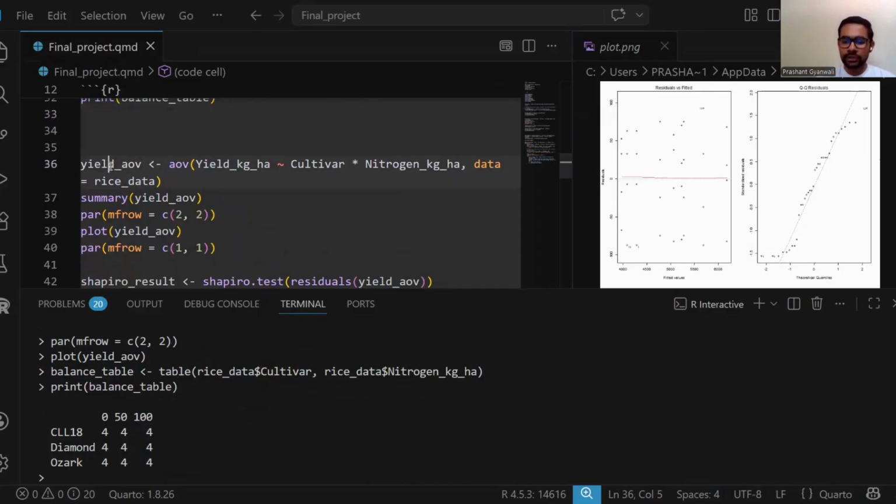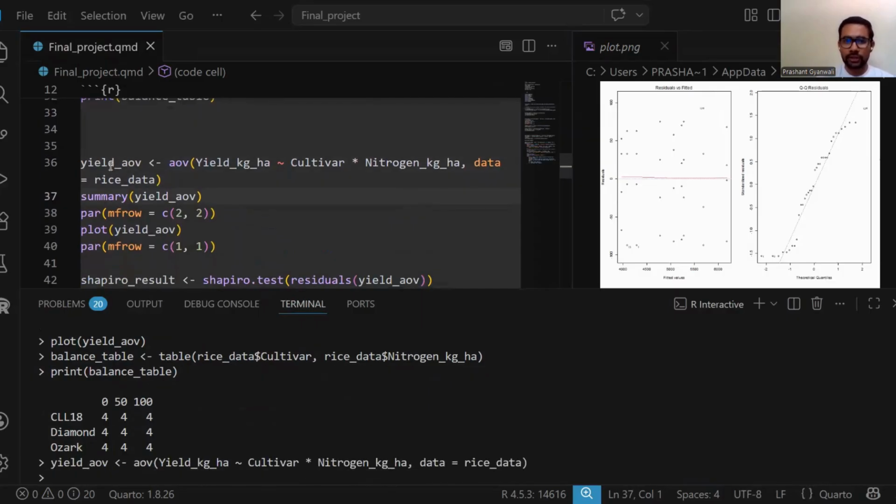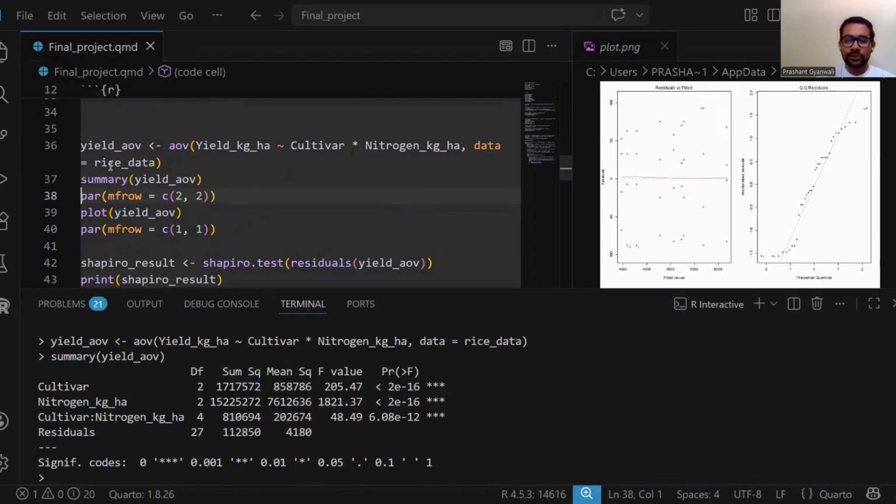Then as for the model, I use the aov function and put the model as yield as a function of cultivar, nitrogen, and also their interaction. And as you can see on the screen, it was highly significant, with a p-value under 0.001, but we cannot be certain that it is indeed the correct result before we check the assumptions.